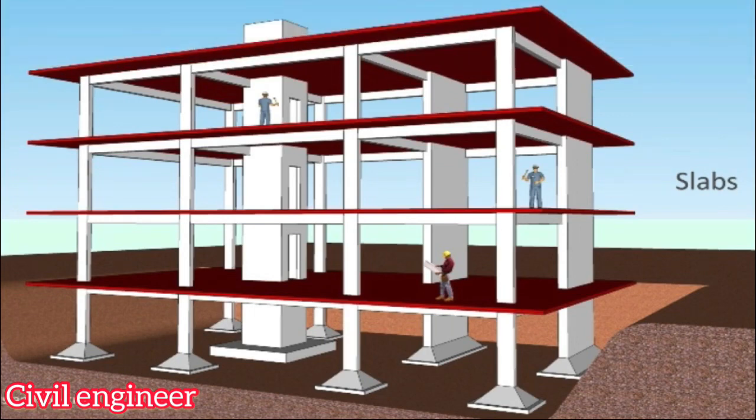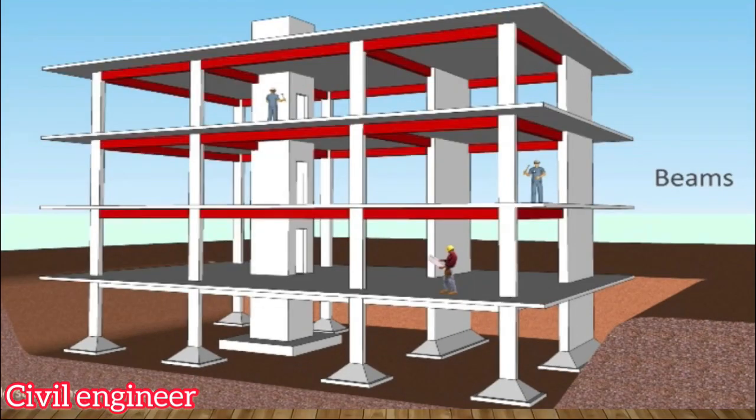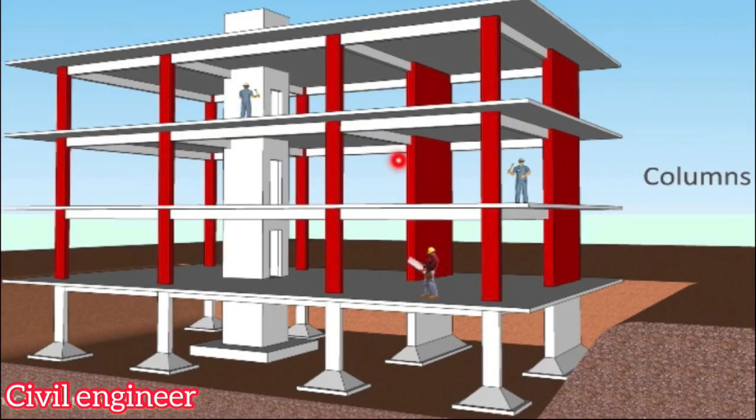Let's move on to the next structure element, and that is the beam. The beam is the horizontal structure element which supports the slab on top. These are the longitudinal beams and these are the transverse beams. Columns. A column is the vertical structure element supporting the beams. You can see the shear wall here. I'll come to this in a minute.